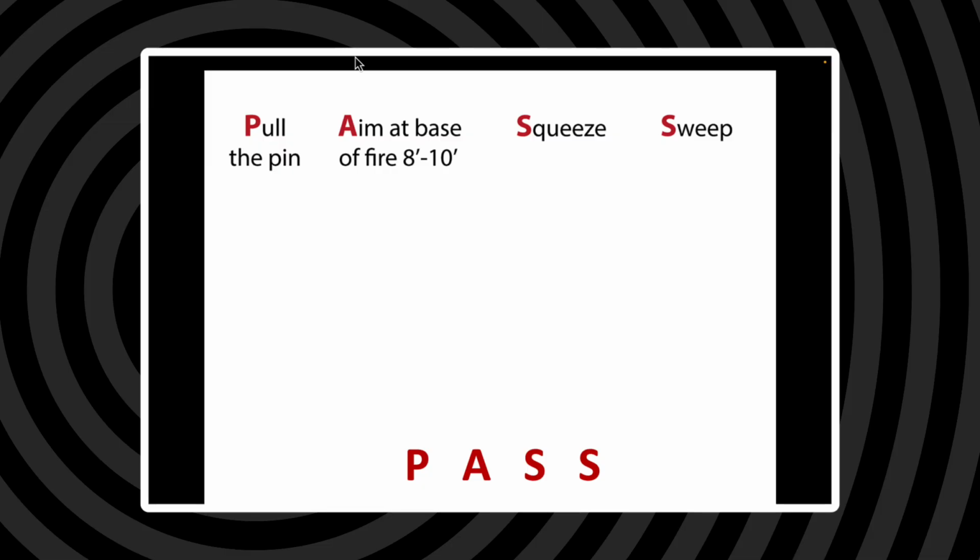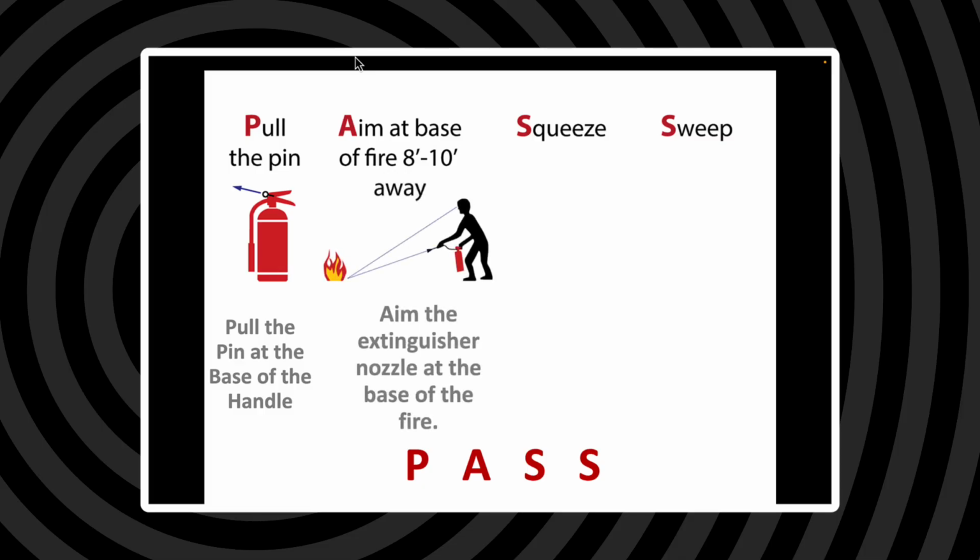So when using a fire extinguisher, remember the acronym PASS: pull, aim, squeeze, sweep. Pull the pin at the base of the handle. Aim the nozzle 8 to 10 feet away from the fire. Make sure you aim at the base of the fire, or you could experience a flashback. Squeeze and hold the handle.